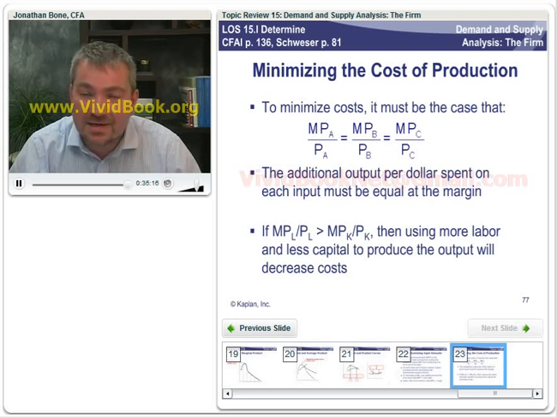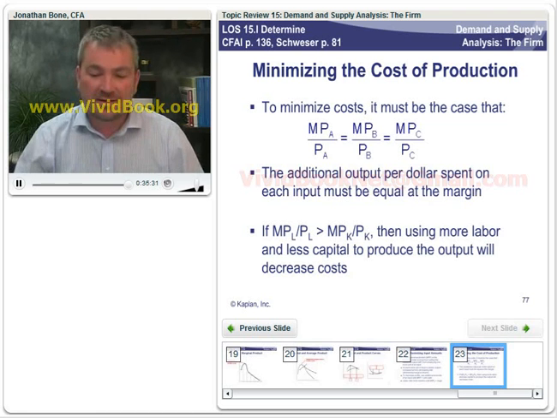of labour divided by the wage is equal to the marginal product of capital divided by the price of capital. So in other words, we should keep on employing these different factors of production until the marginal product divided by price is equal for each factor of production. And that's the end of this reading.